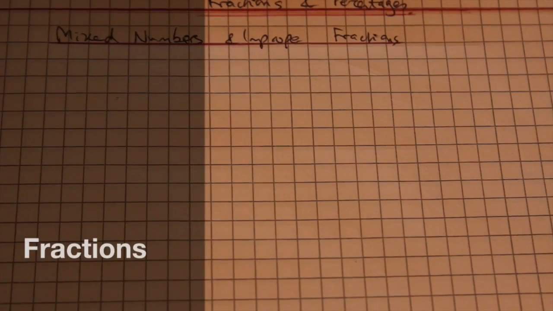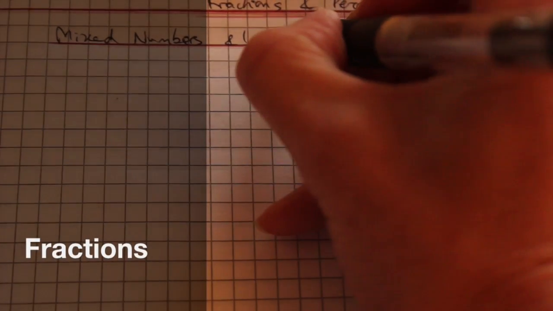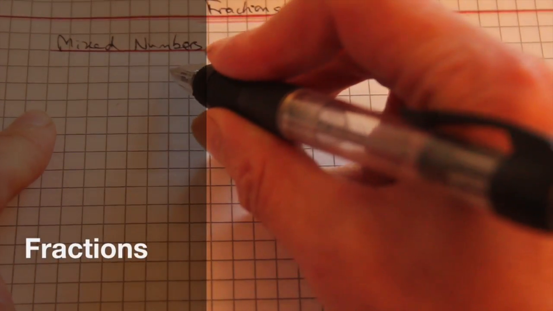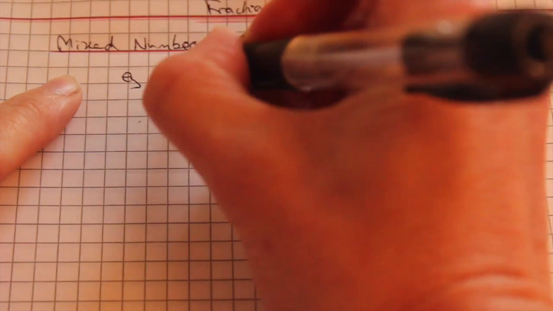Look at fractions and percentages. We'll start with fractions first of all, and making sure you're clear on the difference between mixed numbers and improper fractions. So we're just going to play about with these.